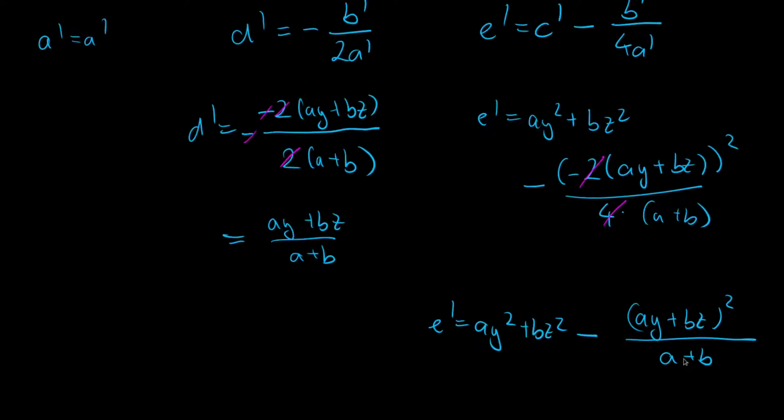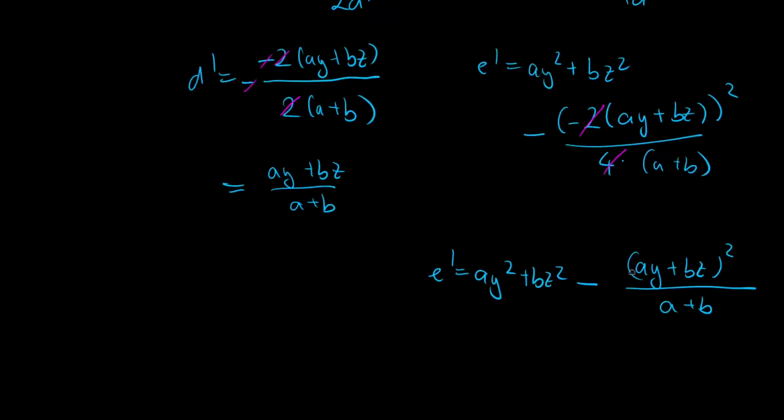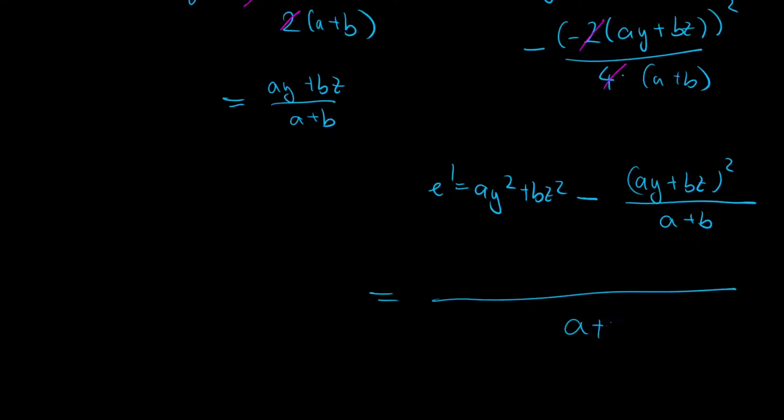We can simplify this further by bringing both components on the same denominator and by expanding the square that we have here. And then we have the big denominator a plus b, and we have to multiply this term by a plus b. So we have ay squared in brackets a plus b. We have to multiply this term. It is bz squared, then a plus b. And then we have to evaluate the square, and we're getting a squared y squared plus 2aybz plus b squared z squared, closing bracket.